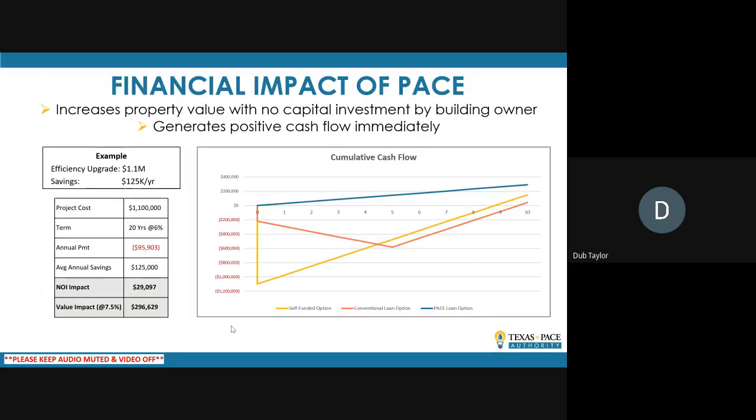Here's an example of that. This is an actual project, and the blue line shows that under the PACE financing arrangement, you can be cash flow positive from day one, whereas with the self-funded option, the yellow bar that goes down, that's capital that the owner has to expend on the project, and then they begin realizing savings from day one, but they start well below that line. And then the financed option, you're below the line for a while before you come back up. So PACE, again, cash flow positive from day one, the way that these are structured.